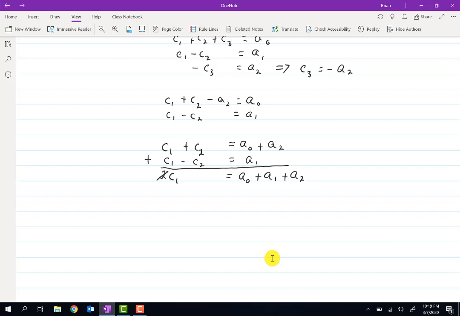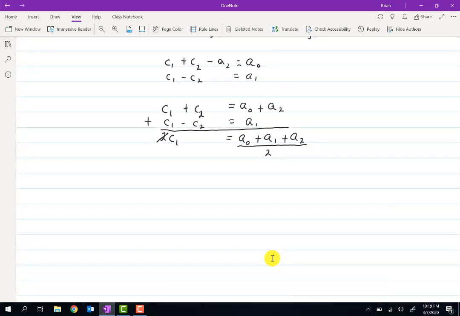So C1 will equal all that stuff divided by 2. And that gives me, what do I have? I have C3, I have C1. Now I need to go and get C2. Well, I'll use this first equation right here to get me a C2. So what I'll do is subtract the C1 from both sides of that equation.